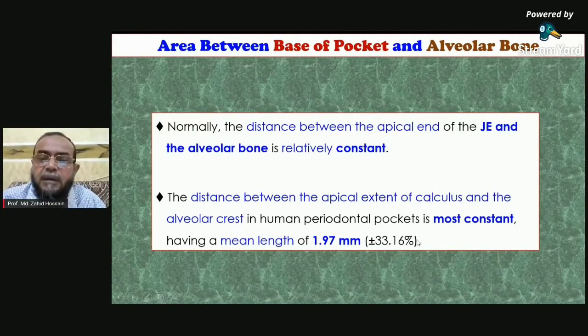You don't need to know this exactly, because this is a standard deviation thing: after analyzing many cases, we express it as a plus or minus standard deviation. Just 1.97 millimeter on average from the calculus to the alveolar crest, even in the pocket. Remember this.